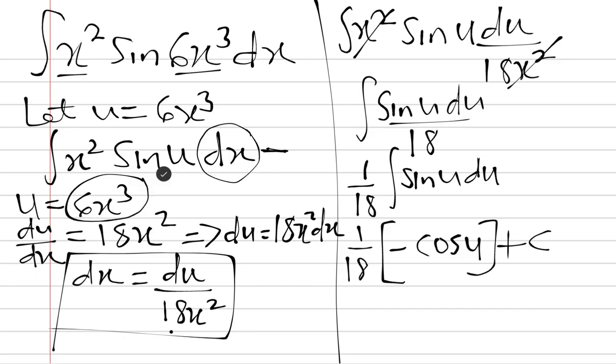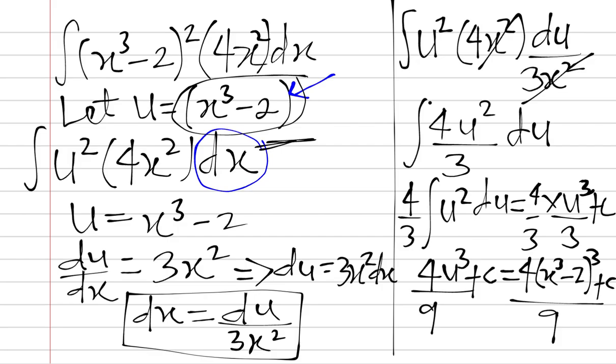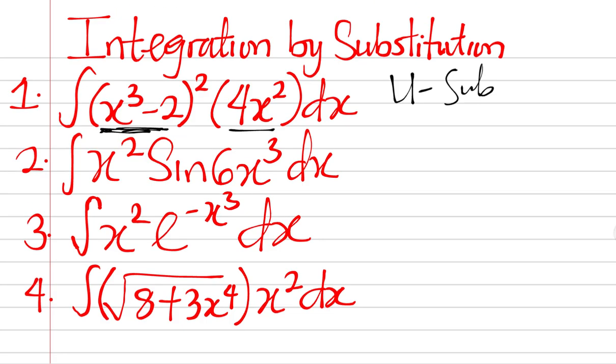So that means our answer will be minus 1 over 18 cos, what's your u now? Your u is 6x cube, plus C. So that will be your final answer. Do you get that now? So that is how we got our final answer. All right, so we have something like this.